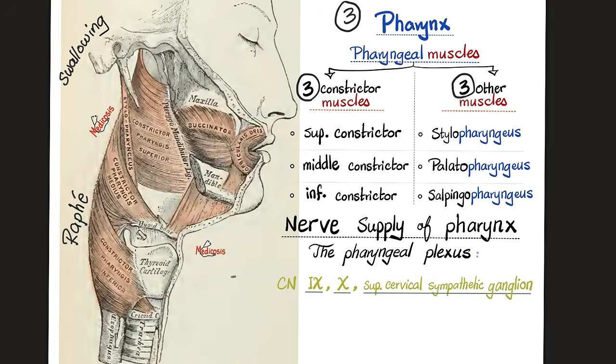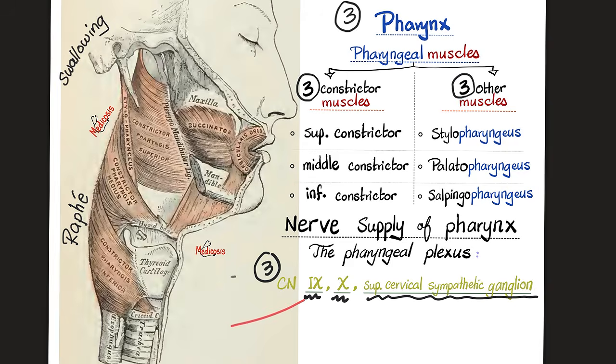What else in the human body is referred to as salpinx? If you say the fallopian tube of the uterus, you're absolutely correct. Good job. And that's what salpingitis means. See, everything about the pharynx is three. Even the pharyngeal plexus of nerves is made by three nerves, which are the glossopharyngeal nerve, the vagus nerve, and the superior cervical sympathetic ganglion.